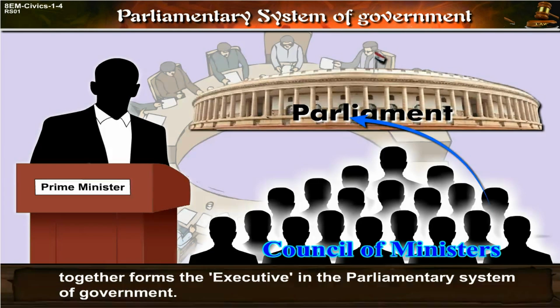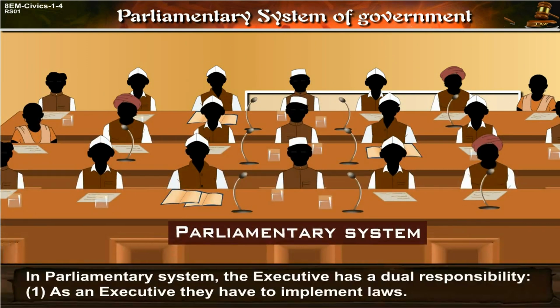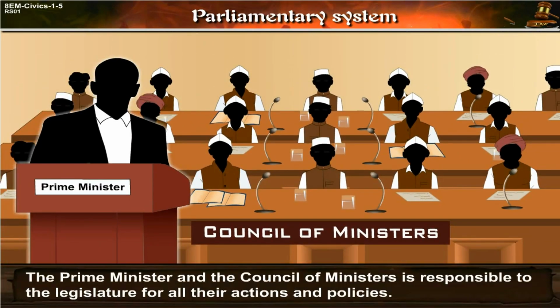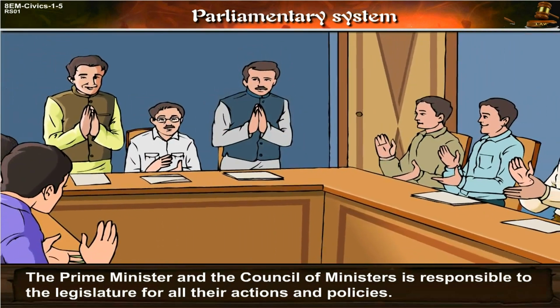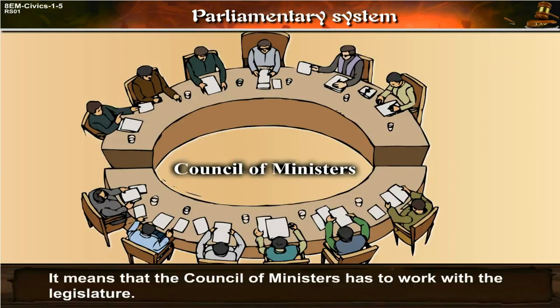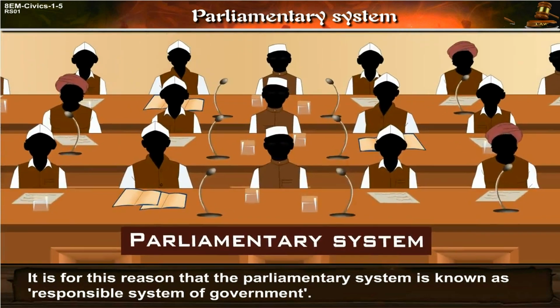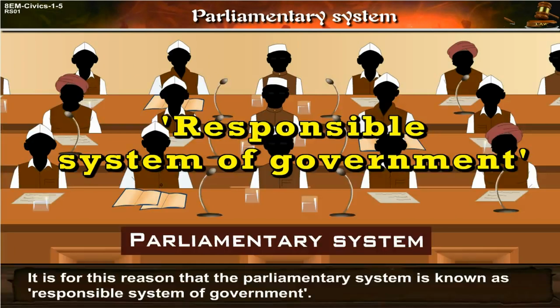In parliamentary system, the executive has a dual responsibility. 1. As an executive, they have to implement laws. 2. As they are the members of the legislature, they also have to fulfill responsibilities of the legislature. The Prime Minister and the Council of Ministers is responsible to the legislature for all their actions and policies. It means that the Council of Ministers has to work with the legislature. It is for this reason that the parliamentary system is known as responsible system of government.